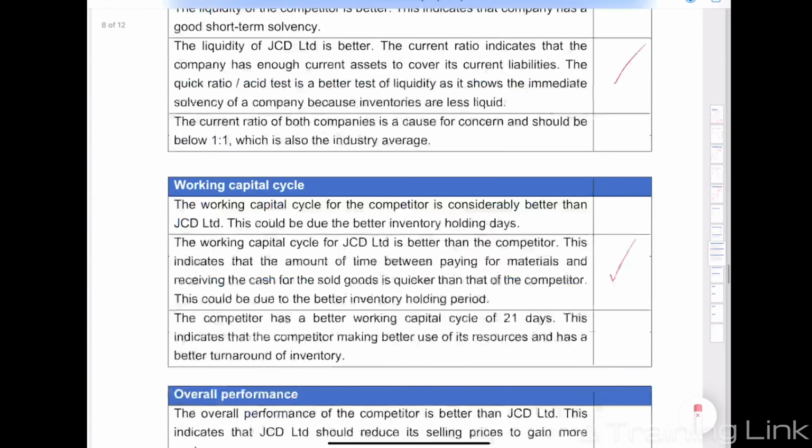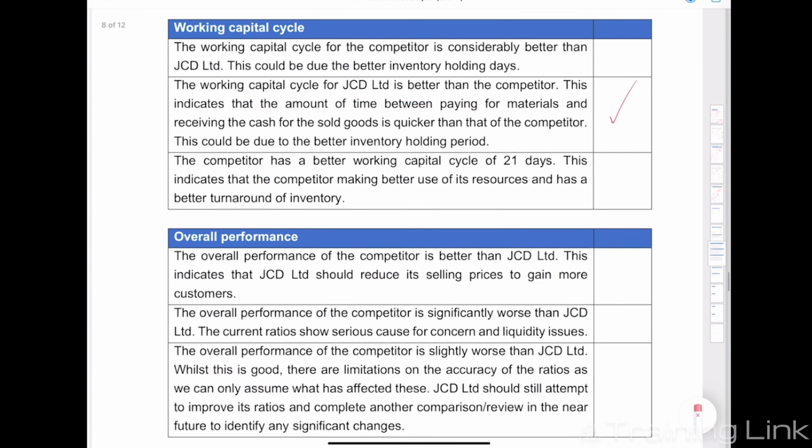So definitely wouldn't be the top option. The overall performance of the competitor is significantly worse than JCD Limited. The current ratio shows serious cause for concern and liquidity issues.